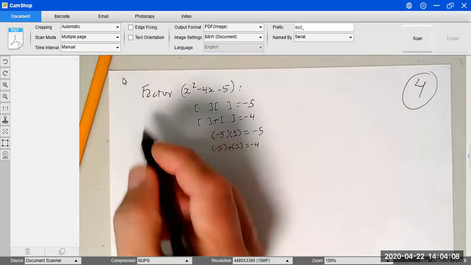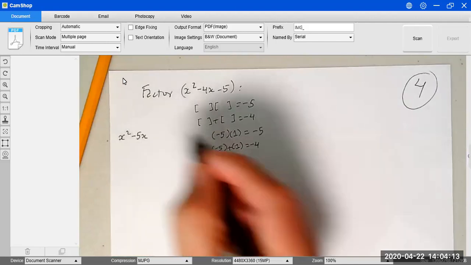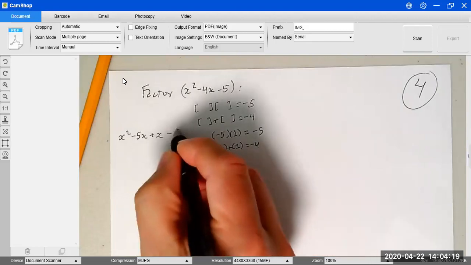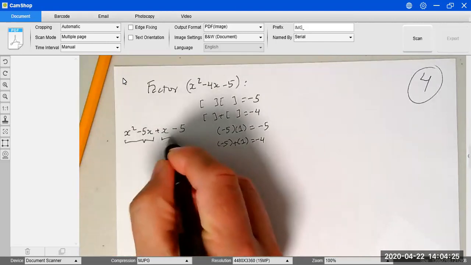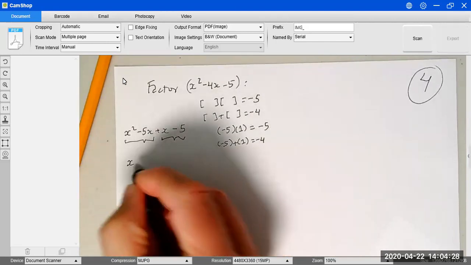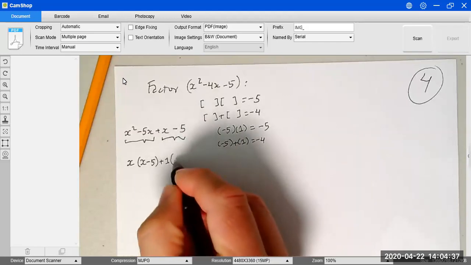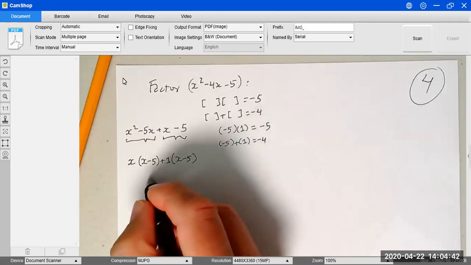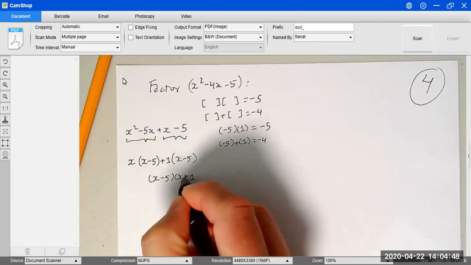So just rewrite the trinomial as x squared, then the middle term is going to be minus 5x plus 1x minus 5. And you factor by grouping. So from the first group, you get x that multiplies x minus 5. From the second group, you just factor 1, and you get x minus 5. So the final result is x minus 5 that multiplies x plus 1.